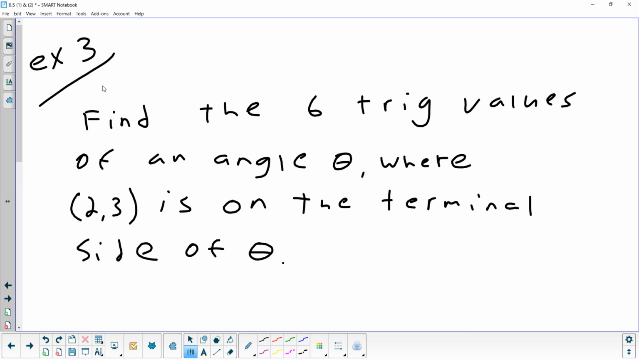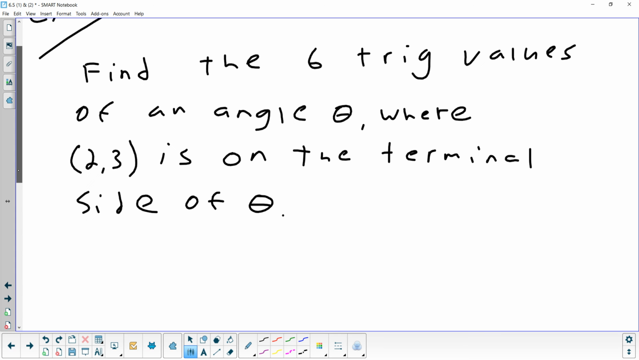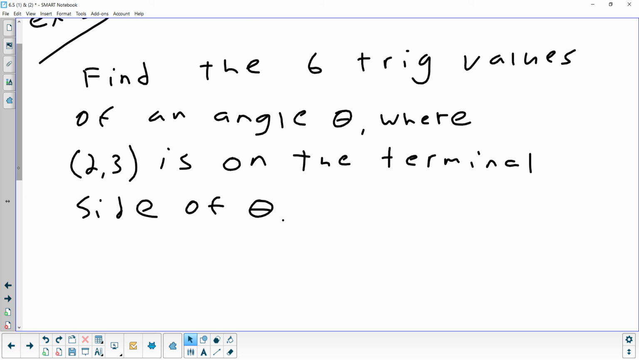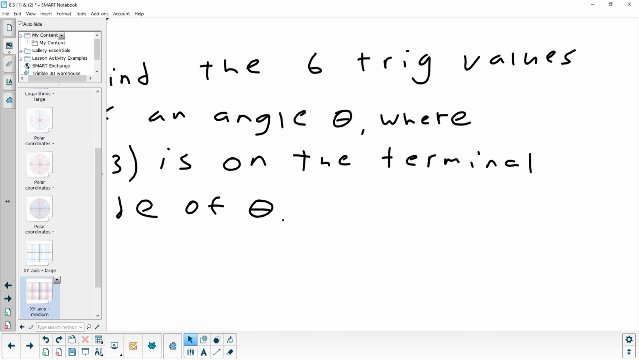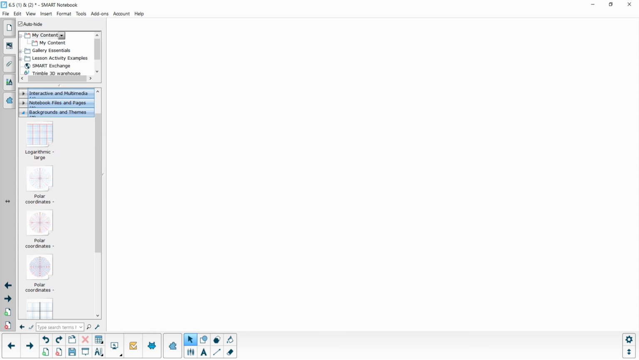So it says find the 6 trig values of the angle theta where 2, 3 is on the terminal side. So let me draw that and kind of show you what they're getting at. Let me get just a piece of graph paper so you can see what we're doing.